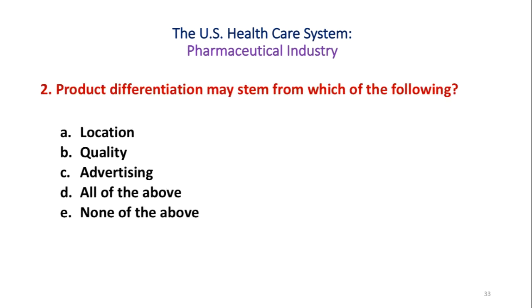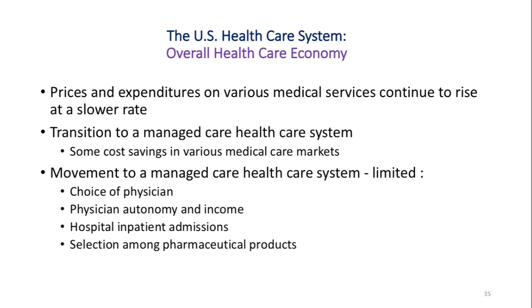Now the question would be, product differentiation may stem from which of the following: location, quality, advertising, all of the above, or none of the above? So the answer would be all of the above.